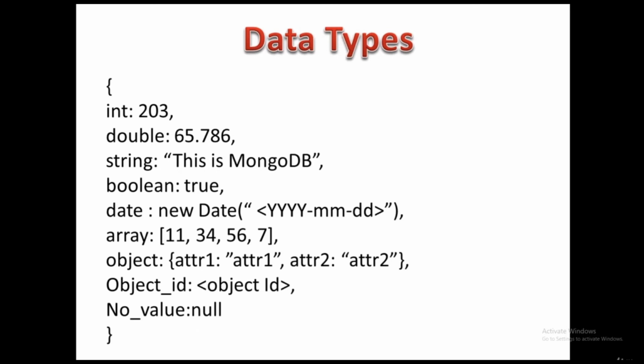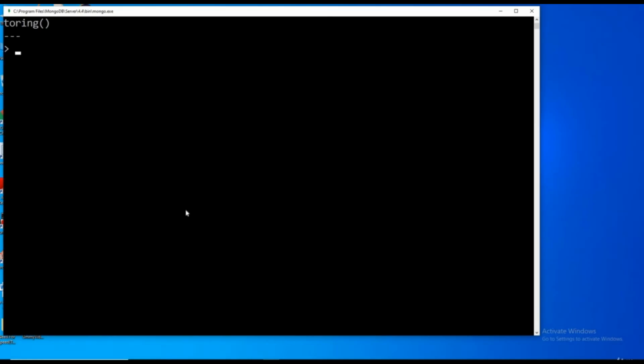Now let's move towards how to insert a document in a collection. So switching to my command prompt. First let's see which databases were created earlier. So type the command show dbs. It will show the list of databases. So the MyDB database we have created earlier. We can insert a new collection in MyDB.